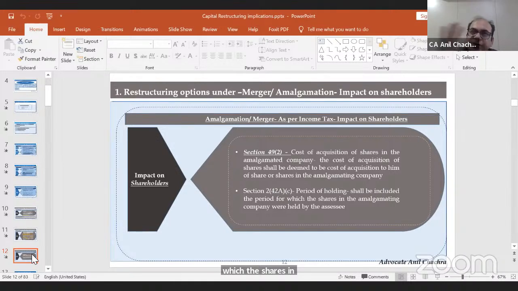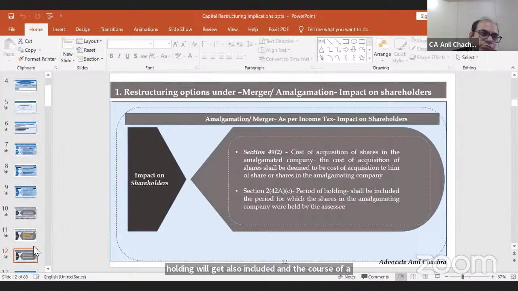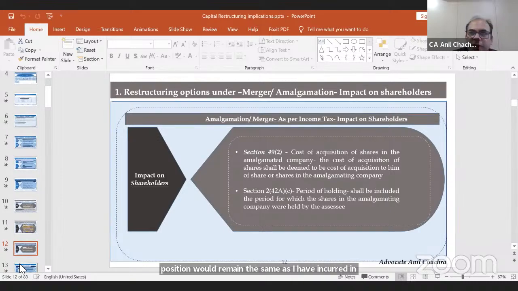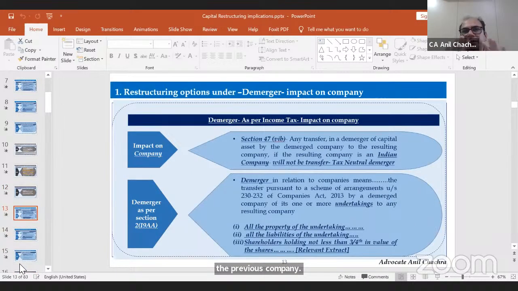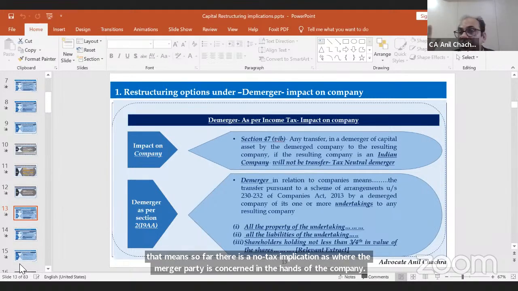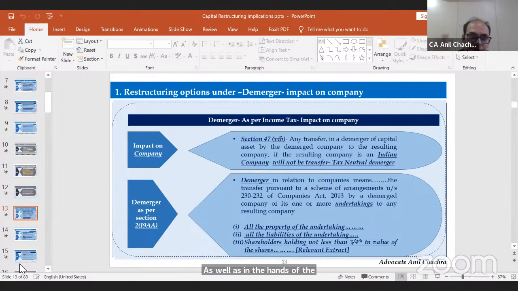So if I am getting the shares after the amalgamation in the amalgamated or transferee company, the period of holding will also be included and the cost of acquisition would remain the same as I incurred in the previous company. That means there is no tax implication as far as the merger is concerned, in the hands of the company as well as in the hands of the shareholders. So it will be tax neutral.